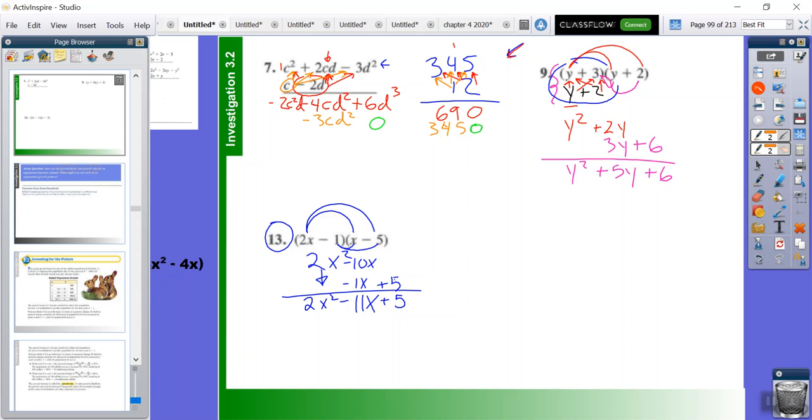Just shout this one out, it's okay. 2c squared d. Okay, great. What about c times c squared? C to the third.